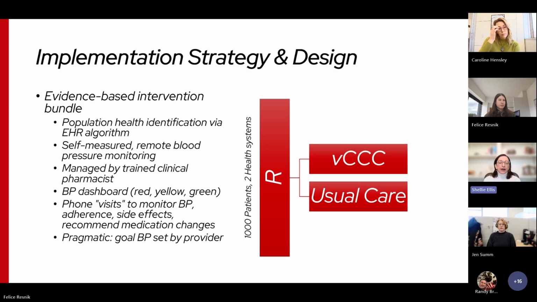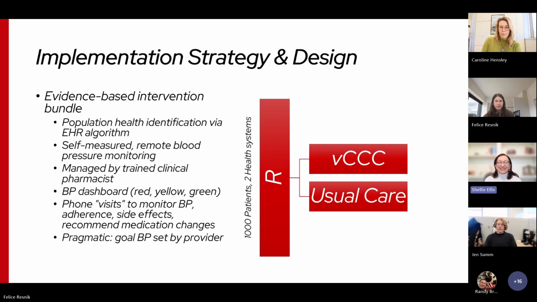So the things that we looked at to put together into this VCCC intervention was using a population health approach. So we wanted to not wait till the patient came in to see their provider, but to look at a population level and identify all of those patients who had uncontrolled hypertension via the EHR. Then we gave them all self blood pressure monitoring devices and asked them to check their own blood pressure and monitor it themselves.